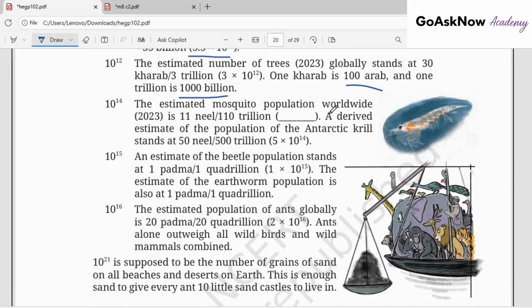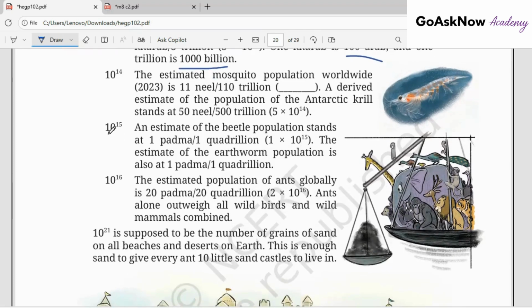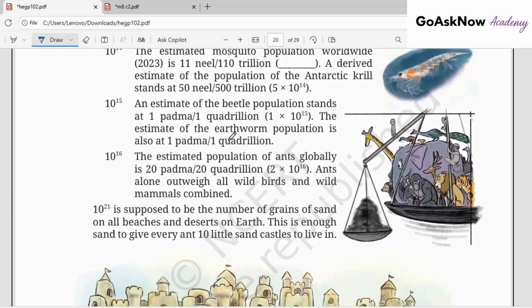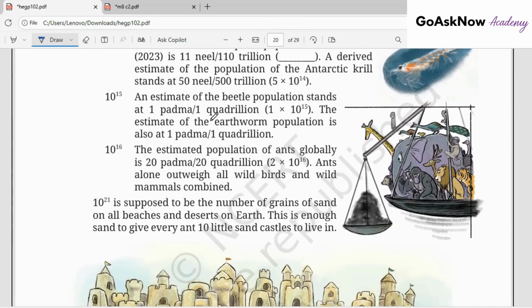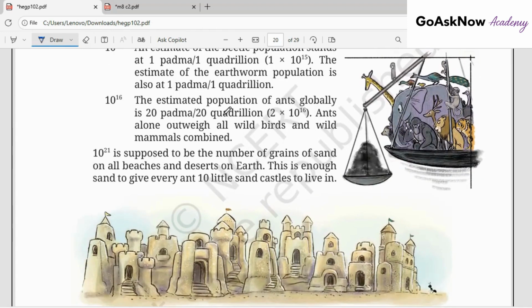10 power 14. The estimated mosquito population worldwide in 2023 is 11 neel or 100 trillion. A derived estimate of the population of Antarctic krill stands at 50 neel or 500 trillion, which is 5 into 10 power 14. 10 power 15. An estimated beetle population stands at 1 padma or 1 quadrillion, that is 1 into 10 power 15. The estimate of the earthworm population is also 1 padma or 1 quadrillion. 10 power 16. The estimated population of ants globally is 20 padma or 20 quadrillion, 2 into 10 power 16.